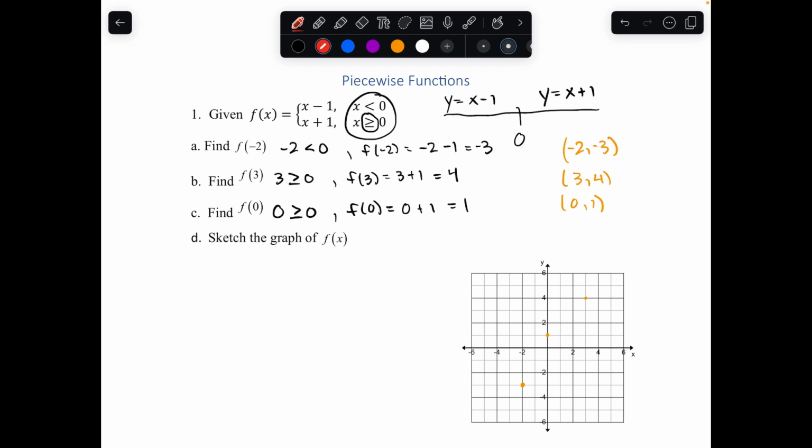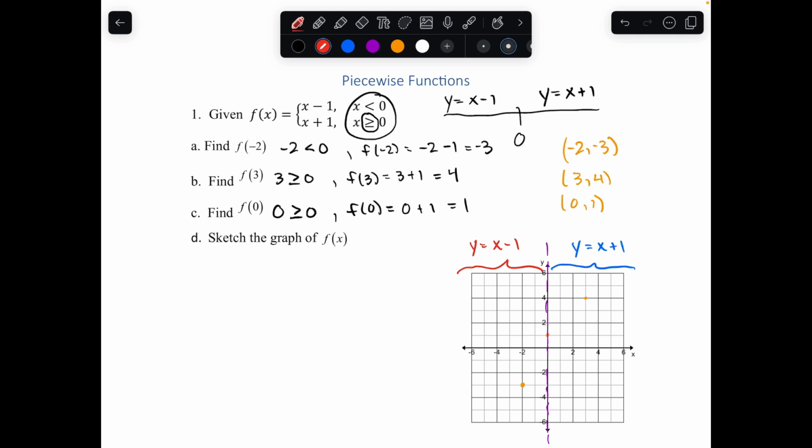Now remember, our domain is split up at 0. So I'm going to put an imaginary line there in purple. And I'm going to split up my graph. So to the left of this line, I'm only working with the rule that y is equal to x minus 1. So everything to the left, we have y is equal to x minus 1. And everything to the right, we have the rule that y is equal to x plus 1.